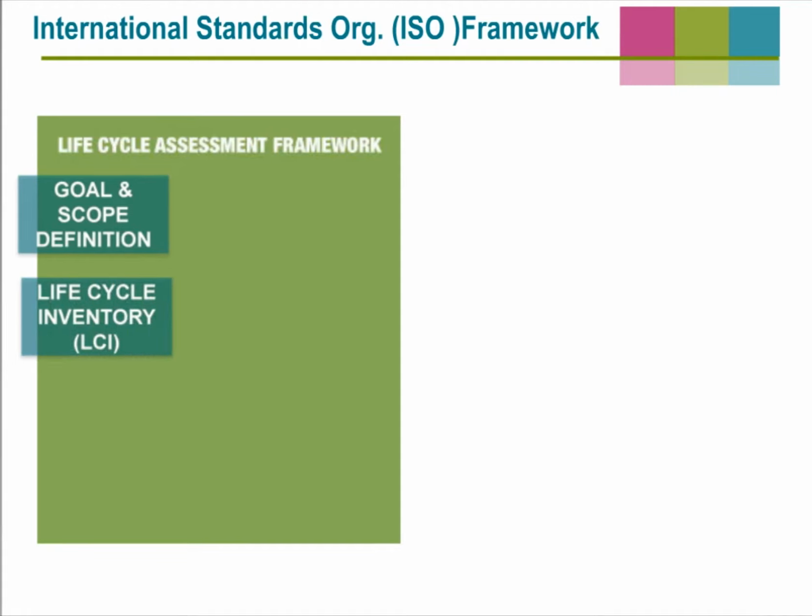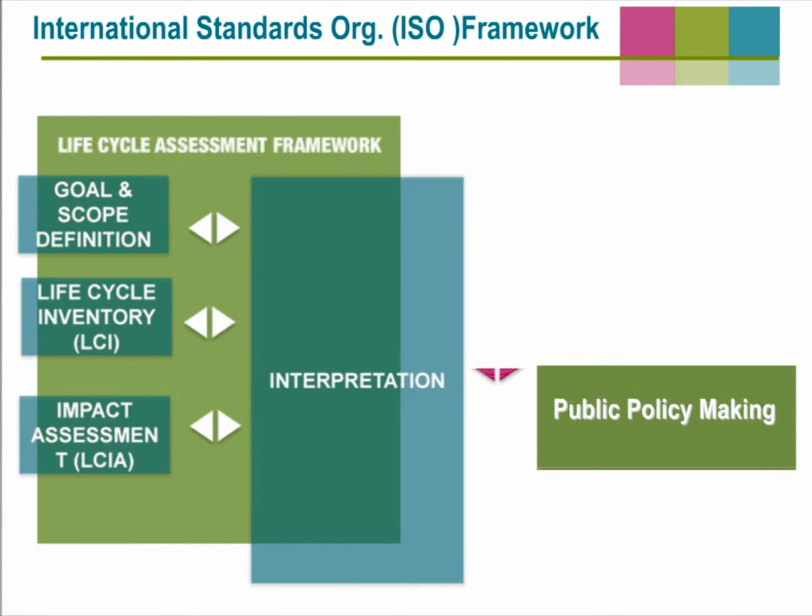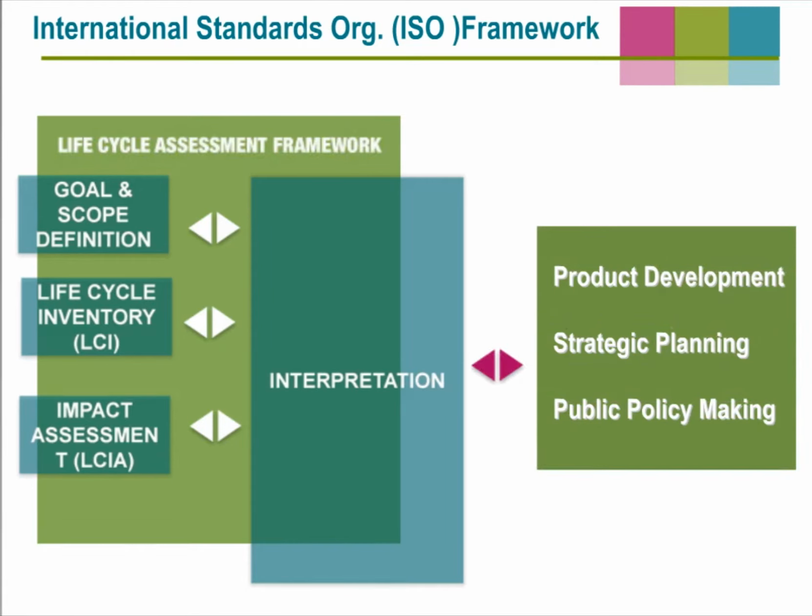In this stage, the data is collected, modeled, and analyzed. 3. Impact assessment. This stage encompasses the analysis of the ultimate effects of the life cycle inventory results. 4. Interpretation. This is where the data is published and made available to the public, usually in the form of an EPD or Environmental Product Declaration. Companies who perform life cycle assessments on their products apply the results to these parts of their businesses: product development and improvement, strategic planning, and public policy making.